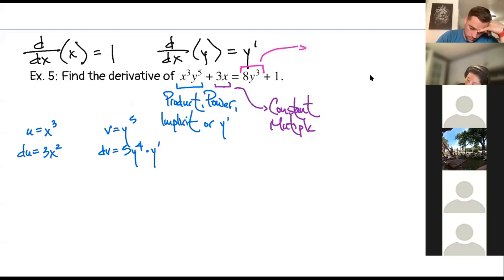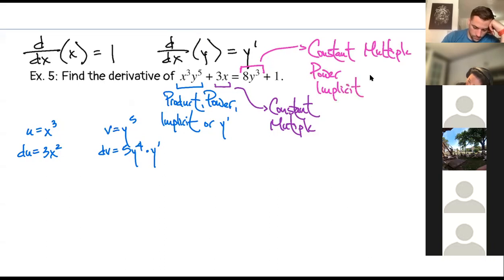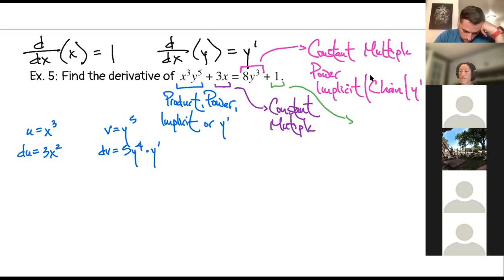Constant multiple, good. So we could say constant multiple. You could say power, and implicit or chain could actually be another way to write that. So implicit, chain, or y prime. I think all 3 of those tell us we're going to need a y prime at some point there, right? And last but not least, let's sneak in this little 1 over here. What do I need to take a derivative of 1? Yeah, 1 is just a constant.